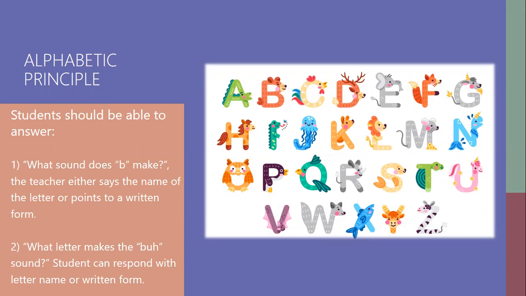So students should be able to answer what sound does B make, or C. So when you say the letter name, they should be able to give you the corresponding letter sound, versus, you know, what letter makes the B sound. So the letter name is different than the sound the letter makes, which students should be able to answer and give you both, either or.